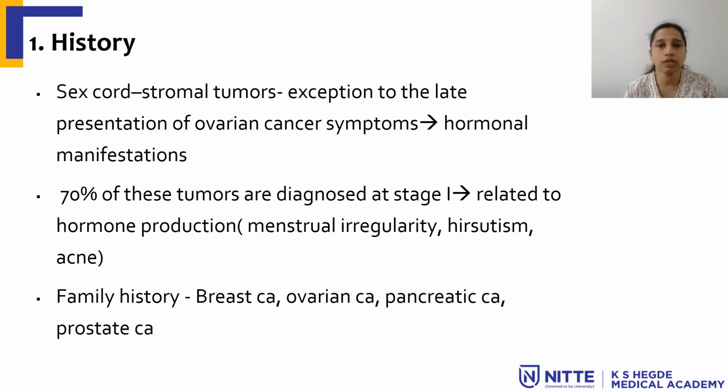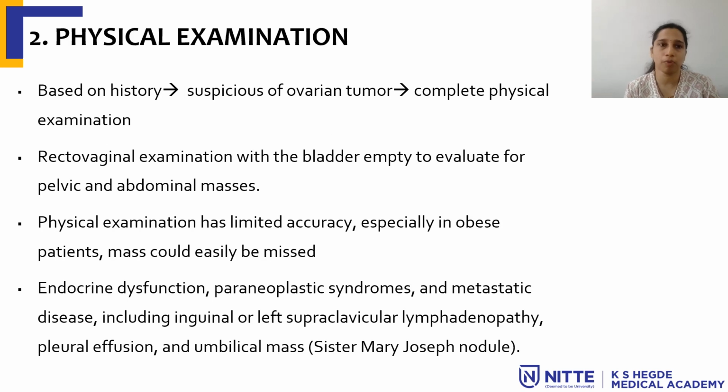So family history is also very important in ovarian cancer. Those who have close relatives with breast cancer, ovarian cancer, pancreatic cancer, or prostatic cancer are known to have some familial cancer syndrome. So they have to be screened with genetic testing, or screening tests are also important.